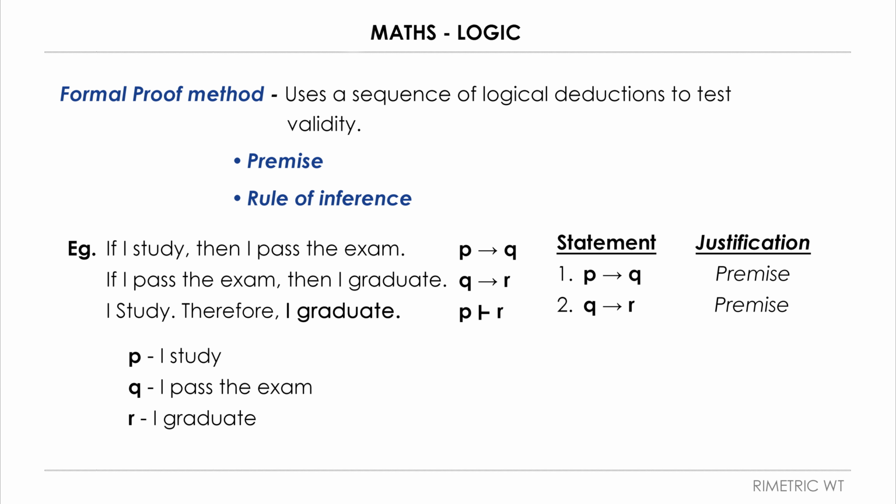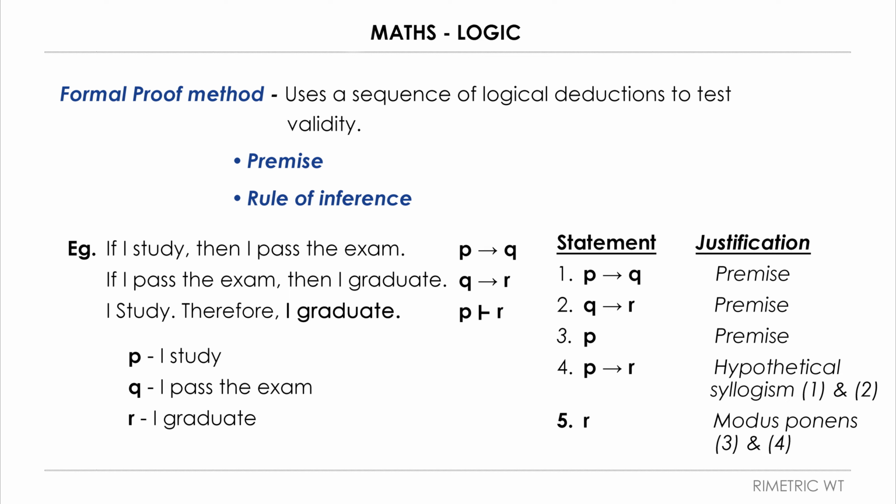The 3 propositions will be assumed to be true because they're stated as premises, so we write premise for justification. Then P implies R must be true because P implies Q and Q implies R are true. This is called hypothetical syllogism, as stated under justification. Then, finally, R must be true based on steps 3 and 4. If P is true and P implies R is true, then R must be true. And this rule of inference is called modus ponens on steps 3 and 4, so we write it under justification. Since R is the conclusion, then the argument is valid.